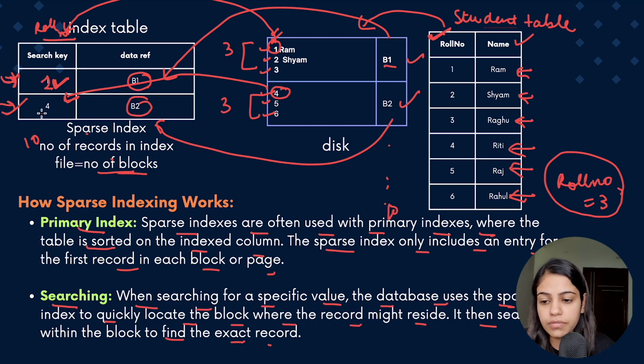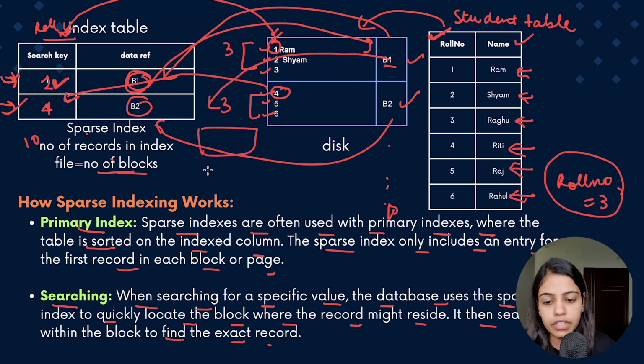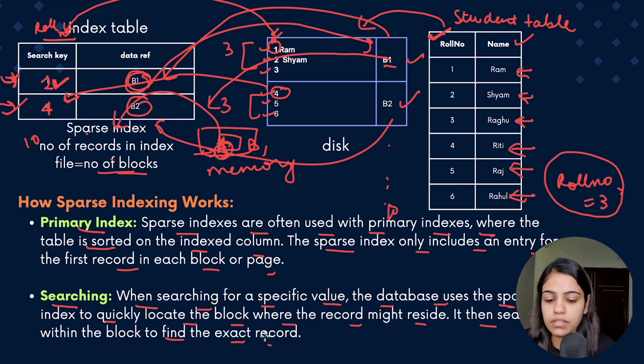So here the search key is 1, here the search key is 4. So 3 would be lying in this particular search key. So we'll go to block B1. We will pick that block and have it in our memory. And in our memory, we will search this block B1 one by one. So there is 1, 2 and 3. Once we have got 3, we will take that and return it in our final result. So this is how the searching happens.